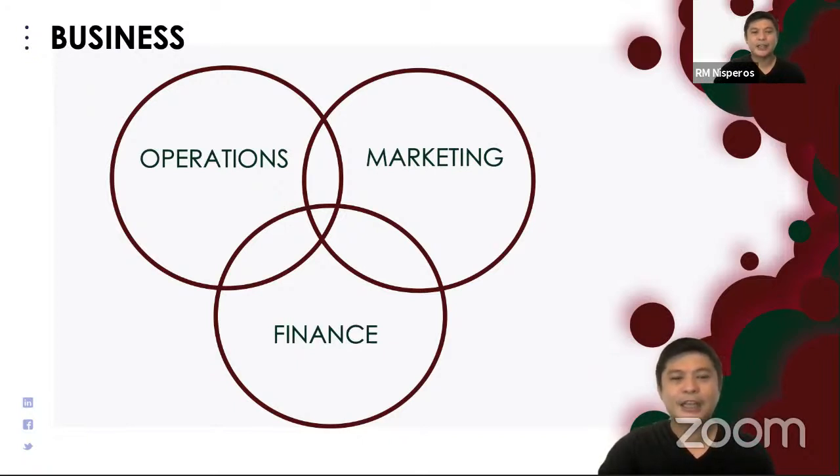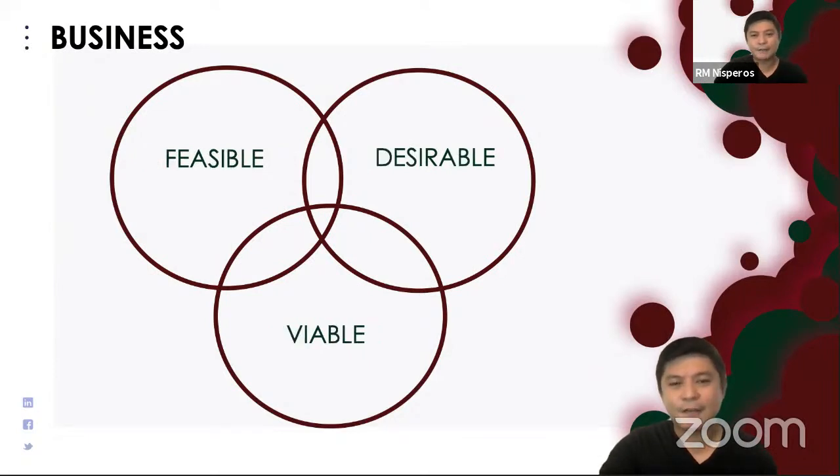Now, marketing, operations, and finance, we have the quick definition, but the deeper understanding of the three functions is answering three major obstacles in a business, especially if you're starting one. You need to address these three hurdles. So for marketing, it answers the question, are your products and services desirable by your target market? Gusto ba nila yung ating products and service?